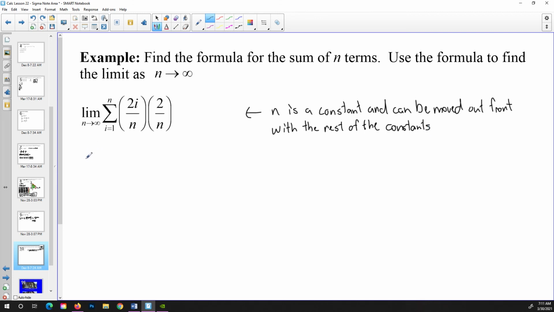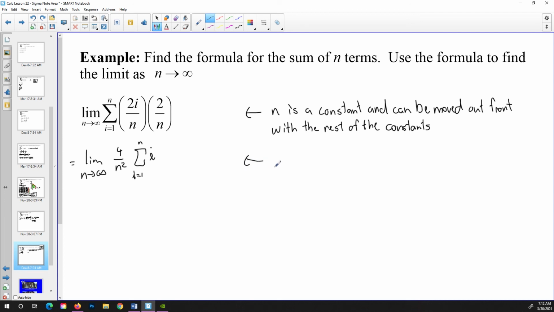And so I can rewrite this as the limit as n goes to infinity of, well, 2 times 2 is 4, and n times n is n squared. And then all that is left inside the summation is the sum from i equals 1 to n of just i. So 2 times 2 will bring the 4 out. That's a constant. n times n, I bring that out front and get n squared. In the context of this summation, n is a constant and the 4 is a constant.